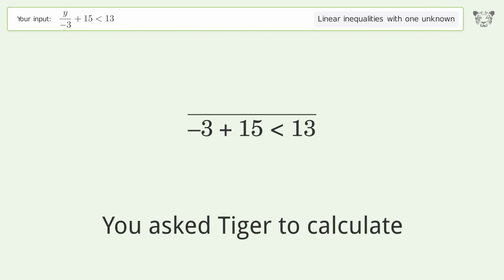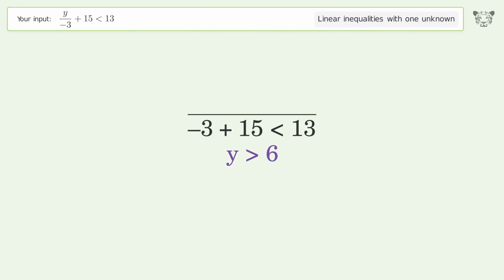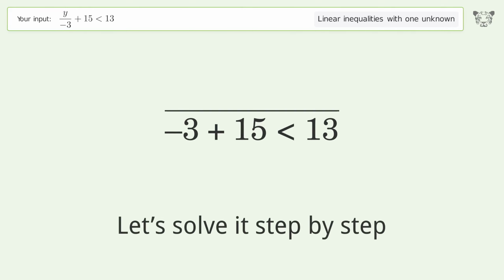You ask Tiger to calculate. This deals with linear inequalities with one unknown. The final result is y greater than 6. Let's solve it step by step.